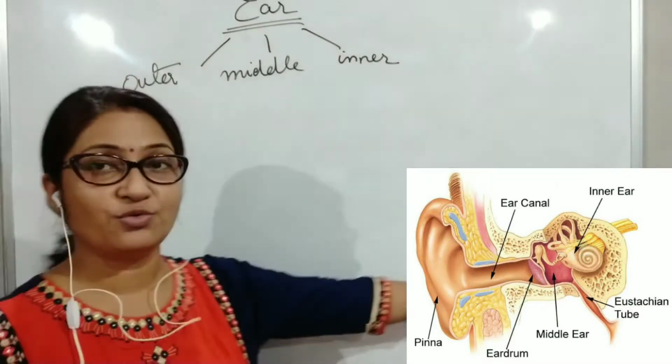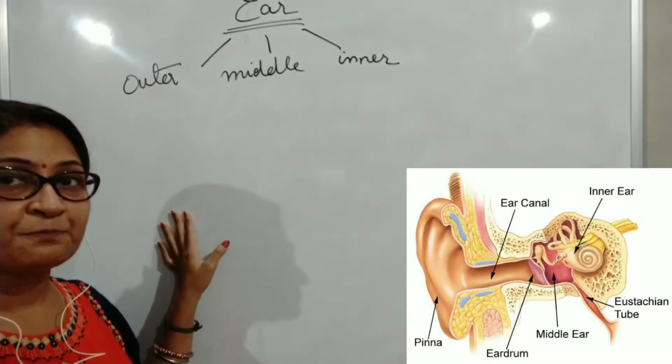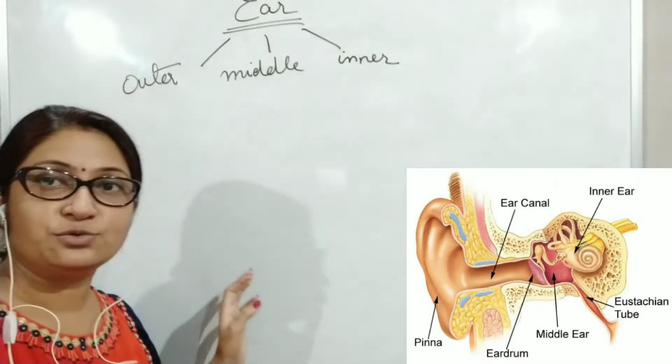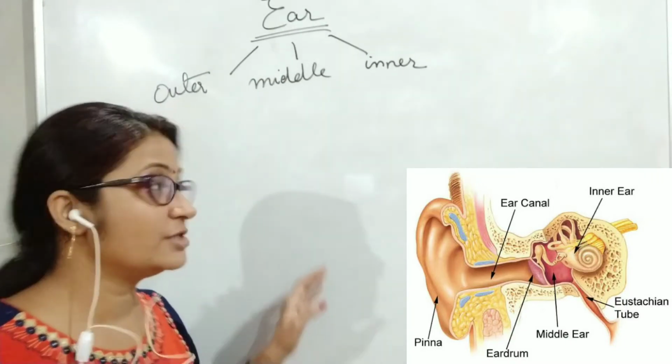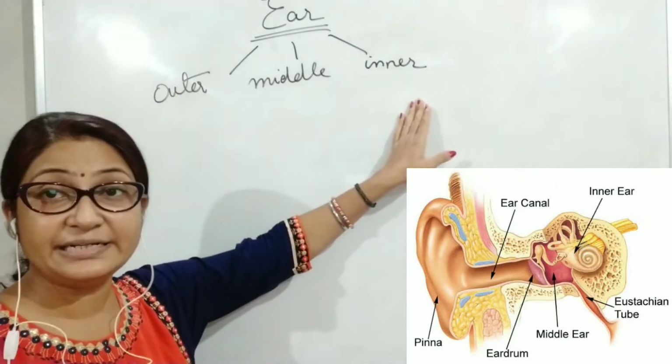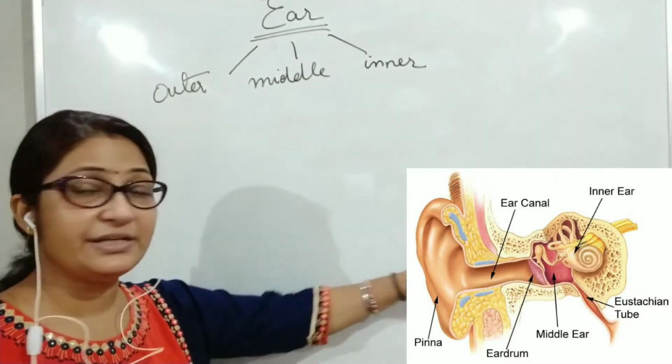Clearly visible in the structure over here. The ear is divided into three main parts. The first one is your outer part, then the middle part, and then the inner part. I will explain here. Please have a look.